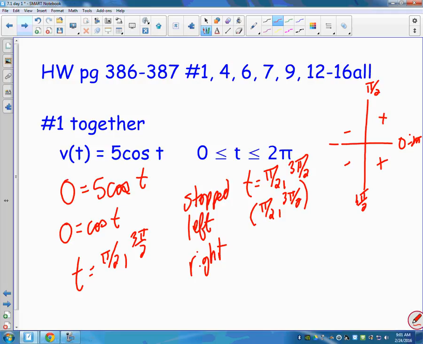So the left is easy because it's just pi halves to 3 pi halves, but the right you're going to have 2 intervals, right? Because you have to go from 0 to here and from 3 pi halves back to 2 pi. So you should have 2 intervals where it's moving to the right.